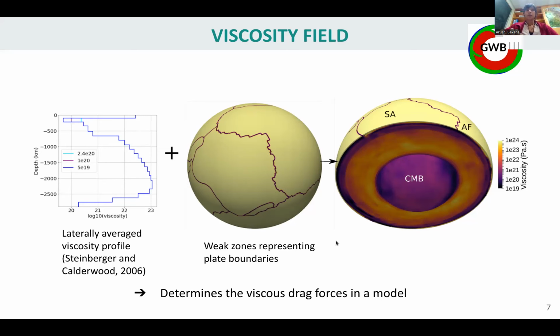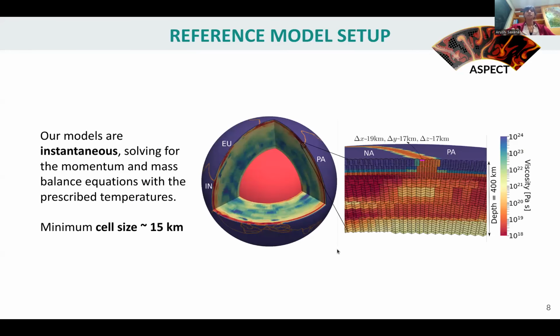And we set up our models in ASPECT and use adaptive mesh refinement so that the smallest cell size is 15 kilometers, and our models are compressible, instantaneous, with prescribed temperature. So we do not solve for the temperature equation, but they are compressible.